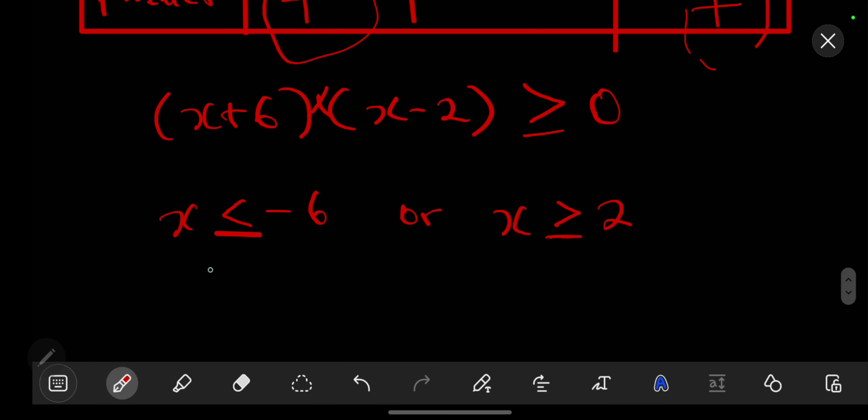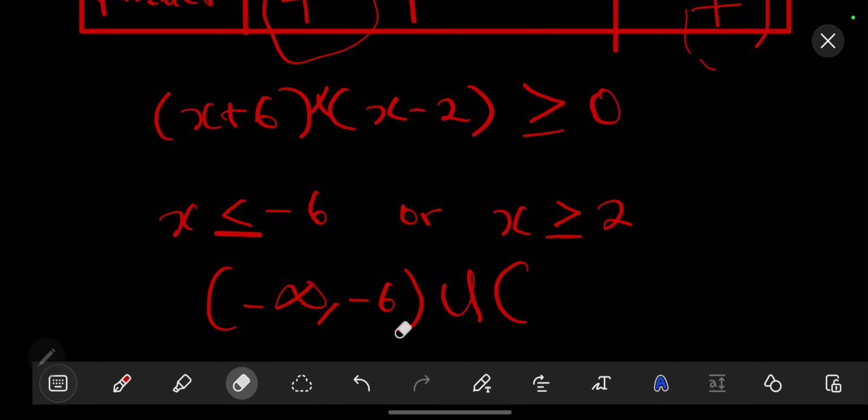So to write our domain in interval notation, if x is less than -6, the smallest x value is negative infinity to -6, then we say union 2. We use a square bracket there. If x is greater than or equal to 2, it means the smallest value you can begin with is 2. The highest value you can go is positive infinity as your answer.